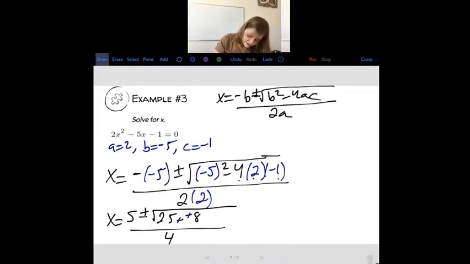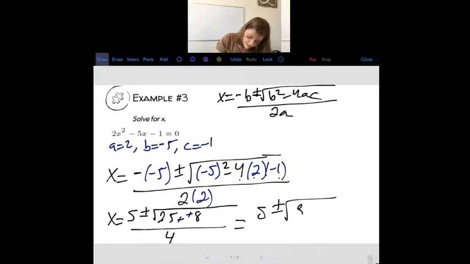And so we keep going. So this would be 5 plus or minus the square root of 25 plus 8 is 33, all divided by 4. Okay. So you would have two answers. You would have 5 plus the square root of 33, all divided by 4, and 5 minus the square root of 33, all divided by 4. And you would have to write both of those separately in the software.